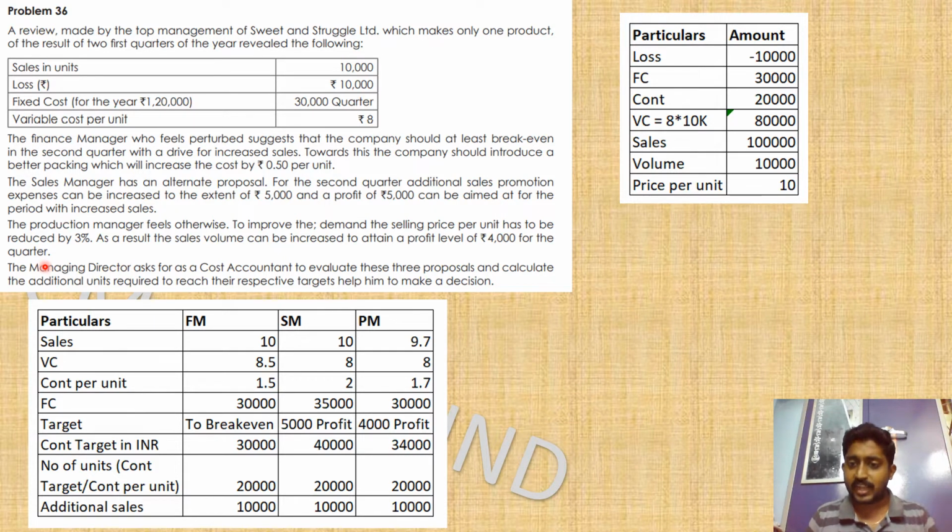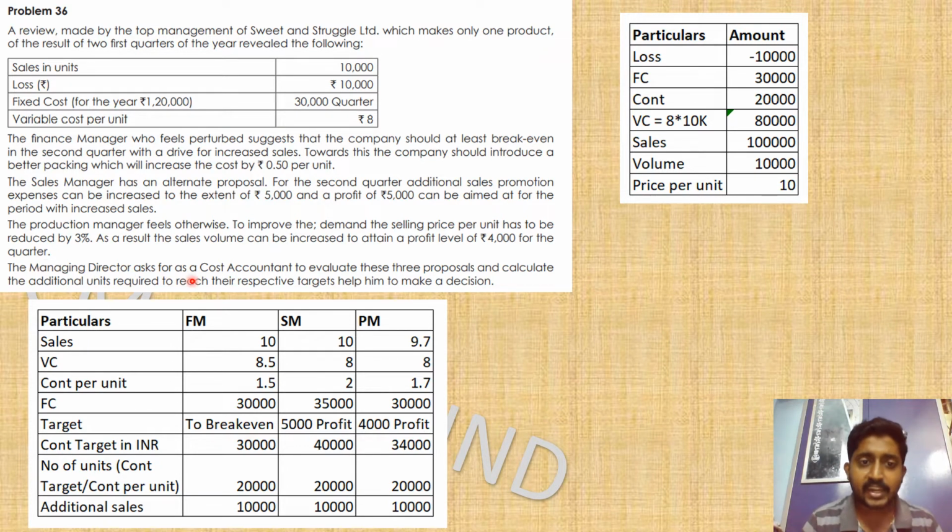So by reducing the selling price by 3%, his sales volume will go up, and because of that we can make a profit of 4,000. So according to him, the target is 4,000 profit over and above the current situation. The sales manager wants 5,000 profit, and the finance manager wants break even. So this is the target.